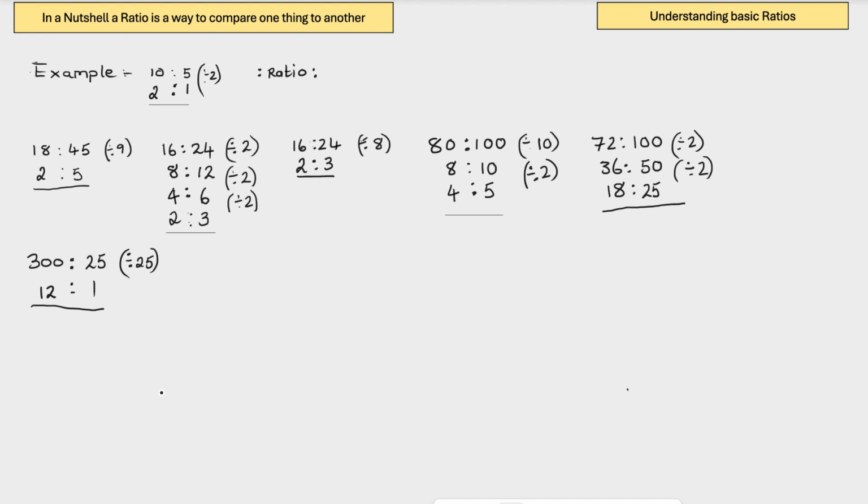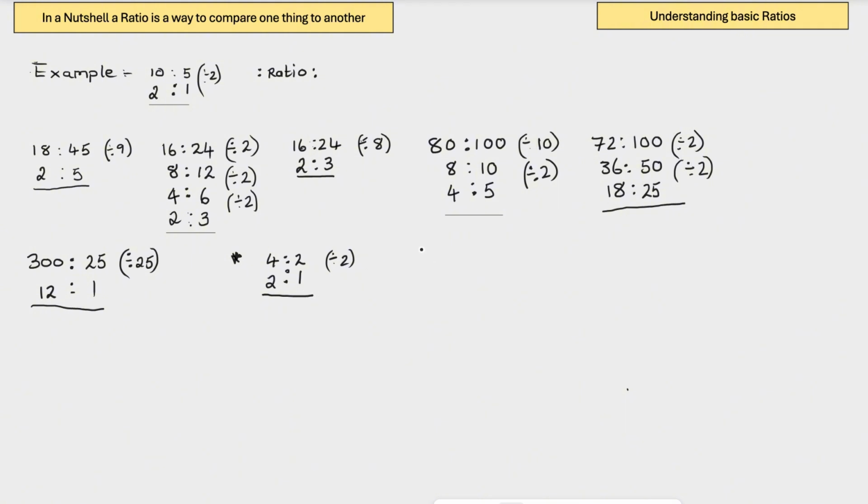There are easier ones, of course. I might have started you off on some harder ones, but if you didn't get any of that, look at these. 4 to 2. We know that 2 goes into 2 once, and 2 goes into 4 twice. It's divided by 2. So it's 2 to the ratio of 1. We cannot simplify that. So that's 2 to 1, the answer.